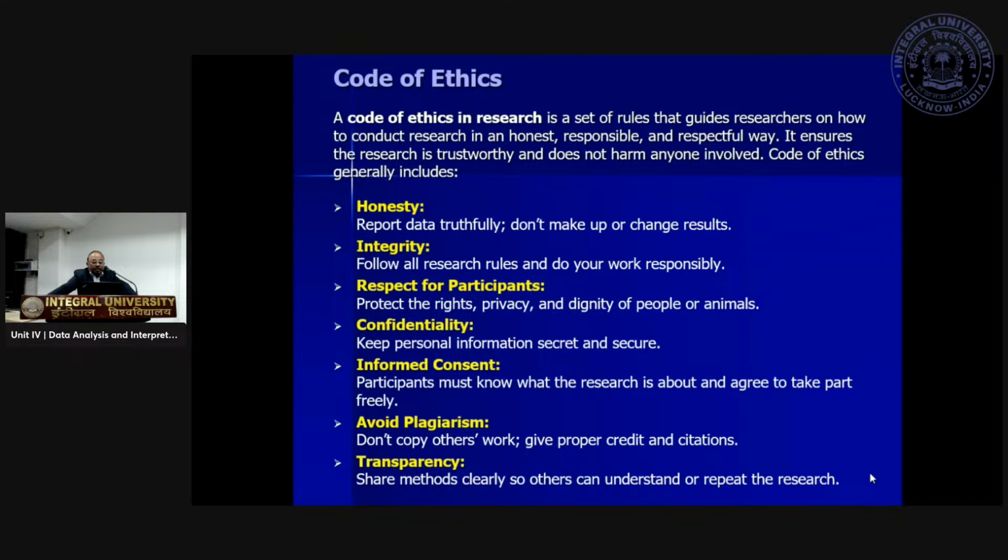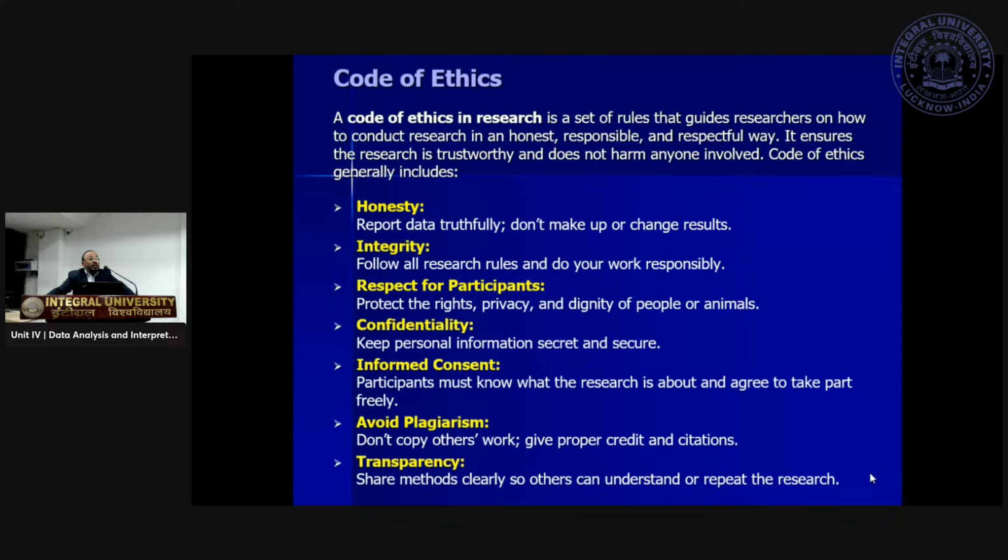Informed consent. Participants must know what the research is about and agree to take part freely. Avoid plagiarism. Don't copy others' work. Give proper credit and citation to the work which you are using from others' publications.